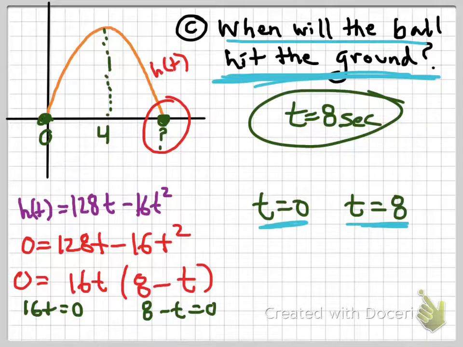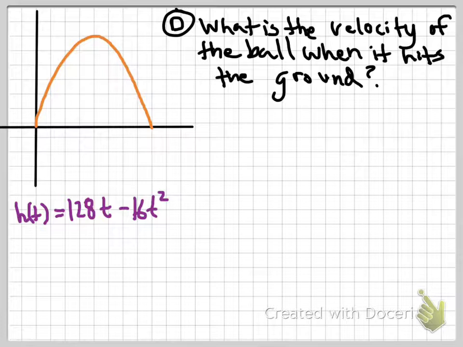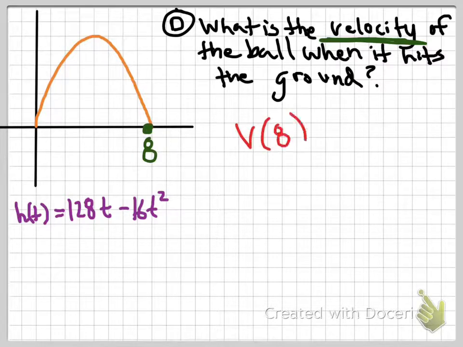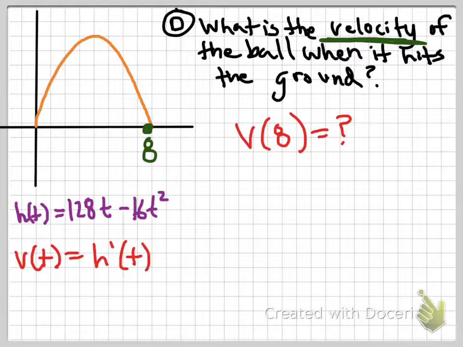So one last final question. Question D, what is the velocity of the ball when it hits the ground? So right here, at 8 seconds, the ball is hitting the ground. We want to know, how fast is it hitting the ground? What's the velocity? So that's a moment in time that we want to know the velocity. We're really curious, what is the velocity at time equals 8 seconds? That's what this question is asking. We're not going to be able to figure that out until we know what v of t is equal to. And v of t is the derivative of position, h prime of t. So our job is to find h prime using the power rule.